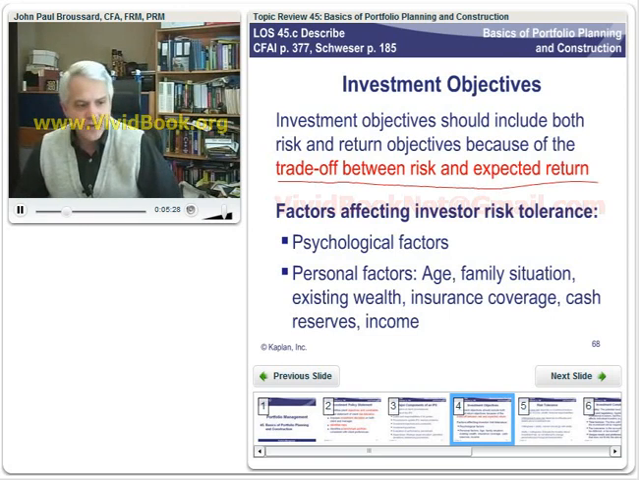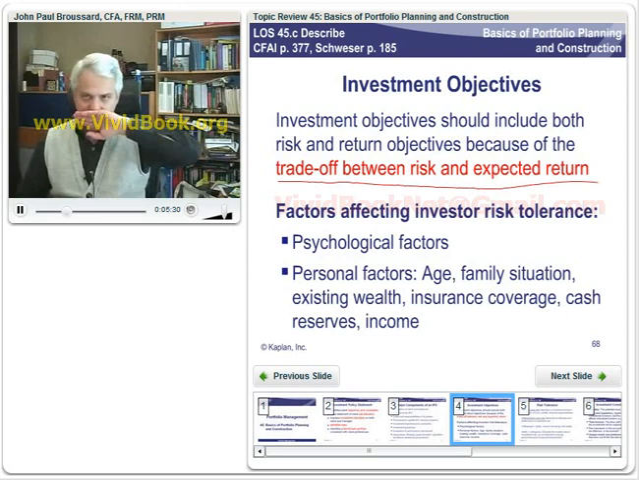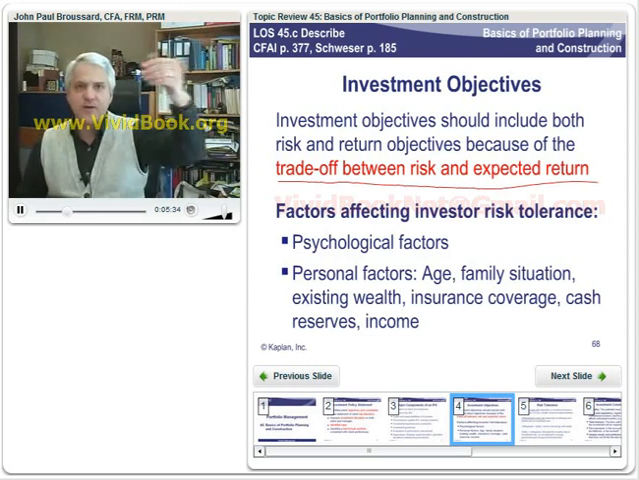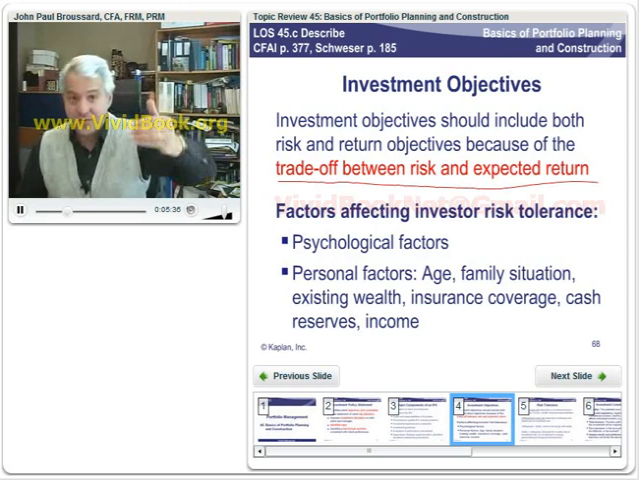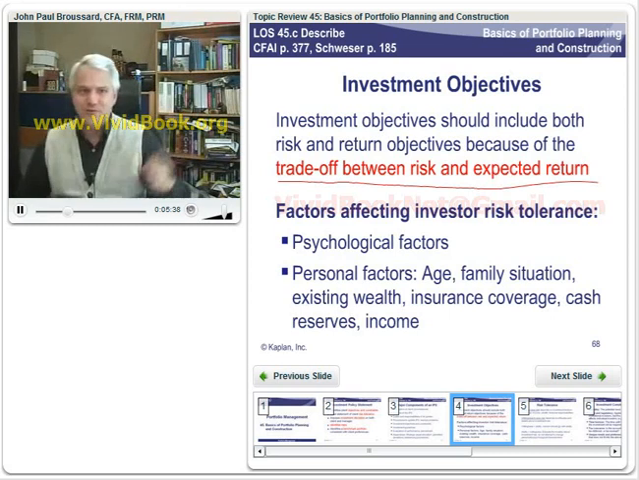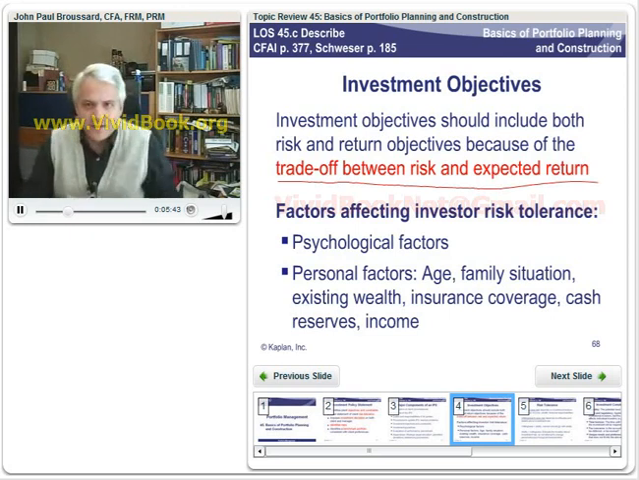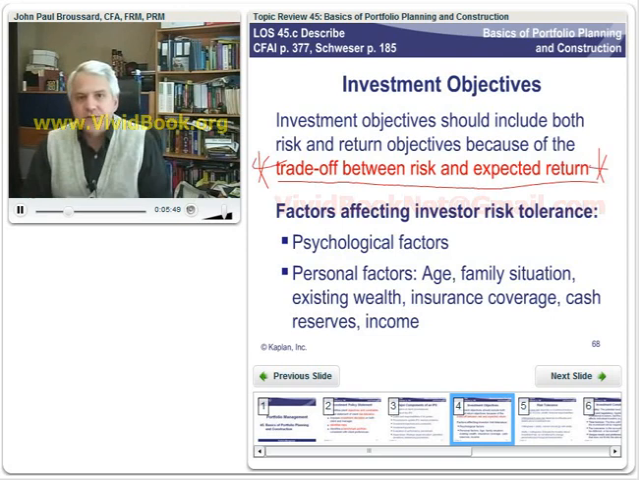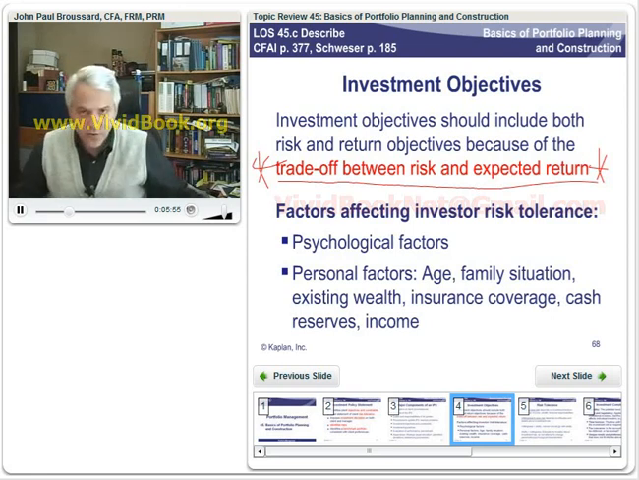And if you do not understand that there is a trade-off: the more risk you take, the more return you expect to generate, but the more risk you take, the greater the opportunity of loss. So that's somewhat of an idea. This trade-off is very fundamental to having a specific document and formalized statement related to the risk and return objectives of the investor and what the portfolio should be generating.